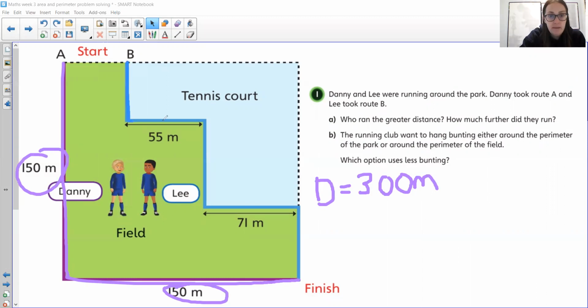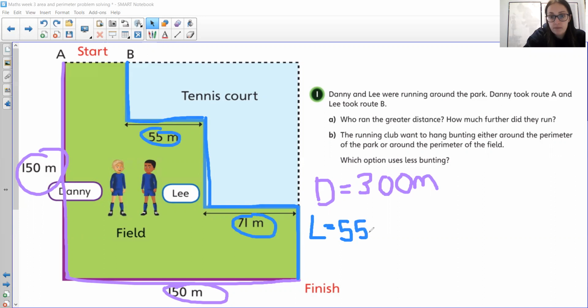So Lee ran down this bit, along 55 metres, down this bit, which we don't know, along this bit, which is 71 metres, and down this bit. Lee's are slightly trickier, but we can work this out. So for Lee, what do we know already? Well, we know that he's run 55 metres plus 71 metres, because those lengths have been given to us. We'll do this in red: we've got 1, 2, 3 parts of Lee's run that at the minute are unknown. We don't know how far they are yet. We're going to have to work something out.